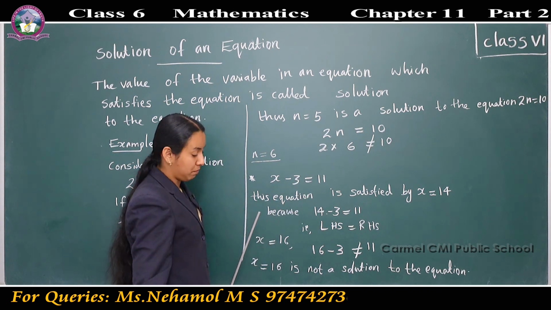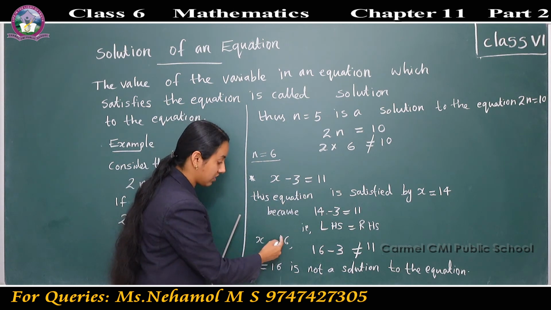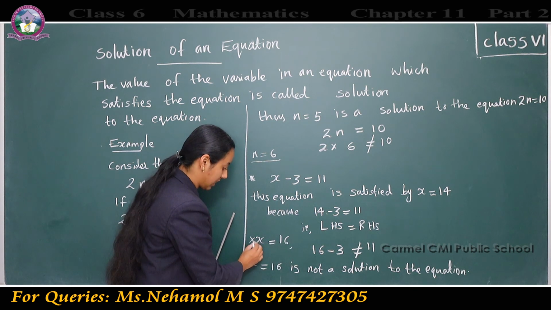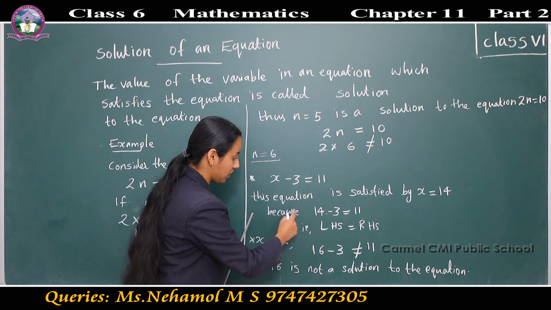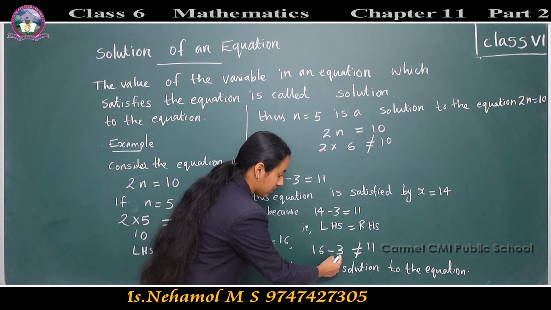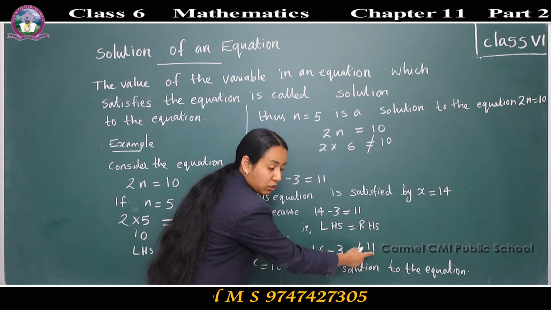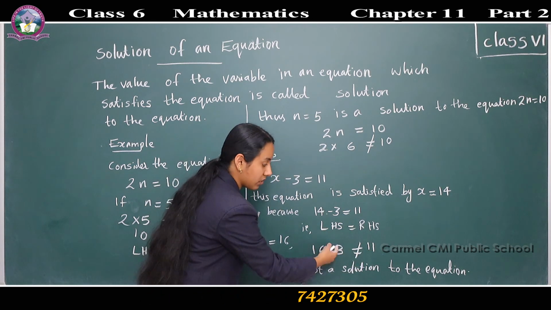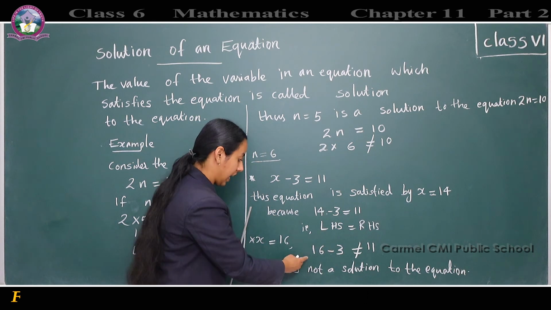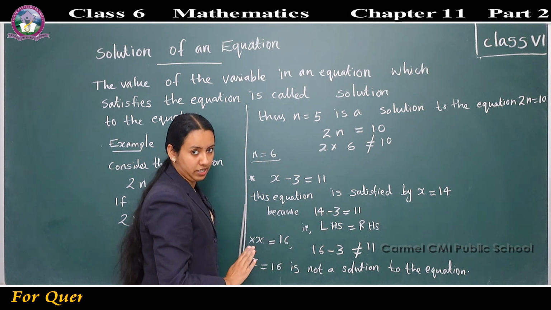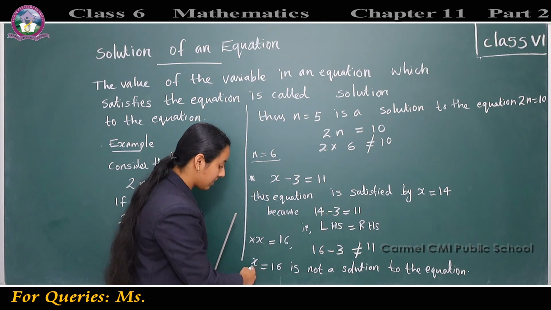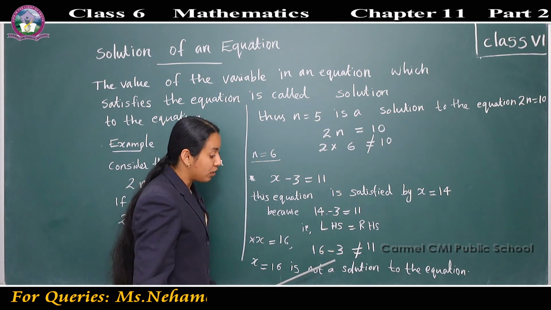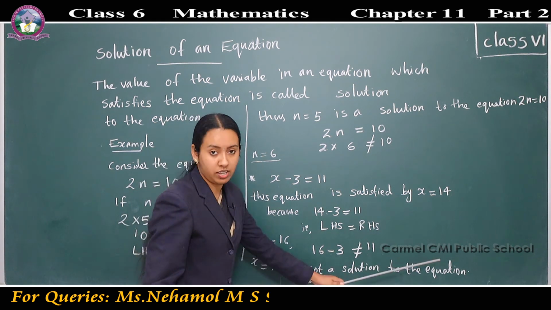Then, what about x is equal to 16? If x is equal to 16, our equation becomes 16 minus 3, that is not equal to 11. 16 minus 3 is not equal to 11. So, LHS is not equal to RHS. So, x is equal to 16 is not a solution to the equation.